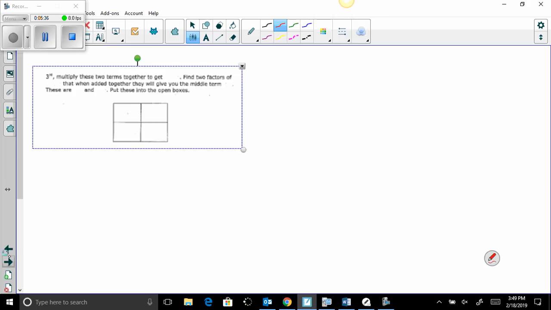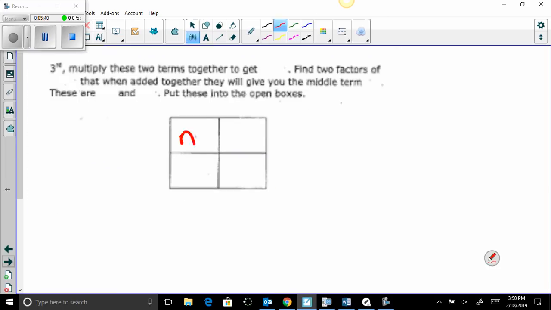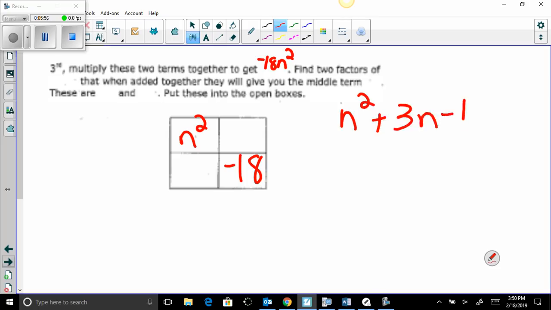Step 3, remember from step 2, I just have to add my step 2 in there. So this is what I had from step 2. Now step 3 says multiply these two terms together. If I multiply them together, I get negative 18n squared. I'm going to write down what the question actually was so that we can see in 1 second.